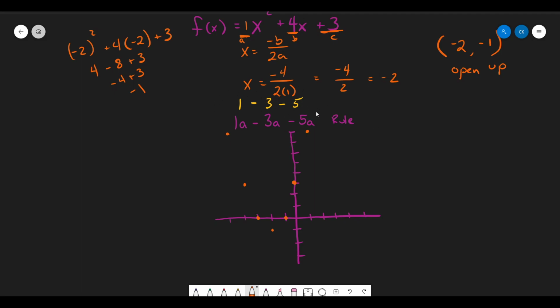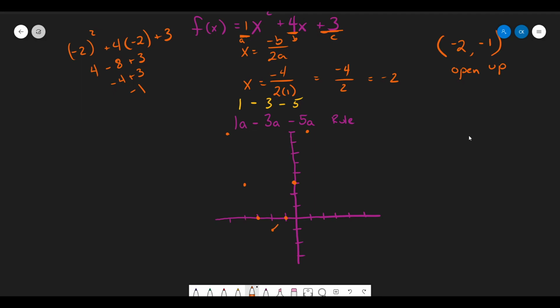So even if this was, let's say, a 2, 6, 10 rule, because my A was 2, you'd still go over 1. You would just go up 2. And then over 1 and then up 6. And then over 1 and then up 10. It's always over 1 no matter what.